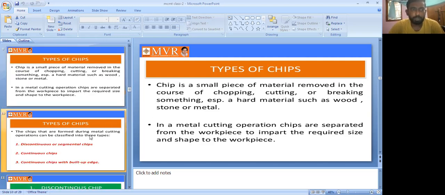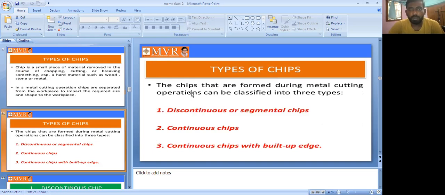Next is the types of chips. The chips that are formed during the metal cutting operation can be classified into three types. The first is discontinuous, or segmental, chips. The second is continuous chips. The third is continuous chips with a built-up edge. So these are the three types of chips.